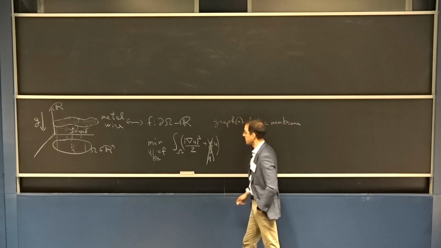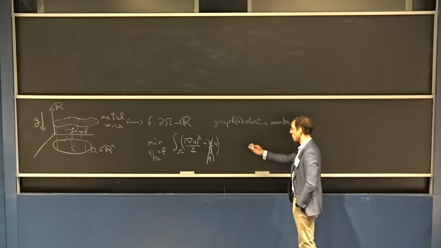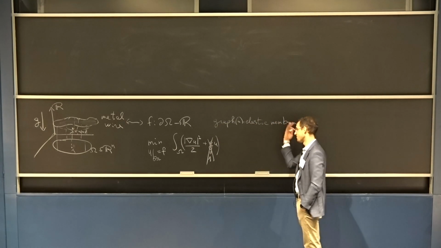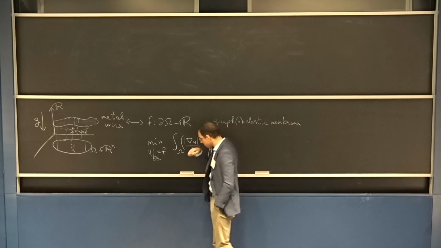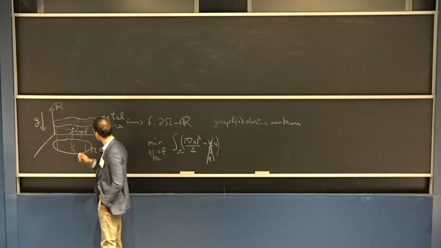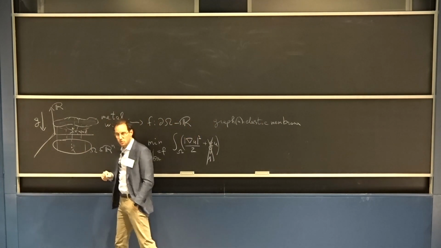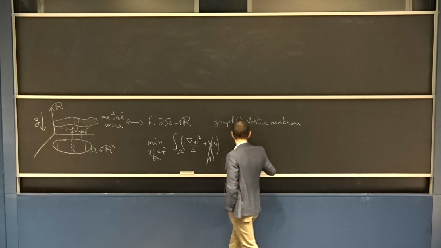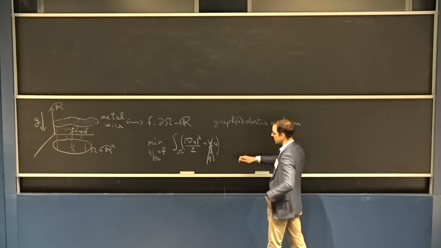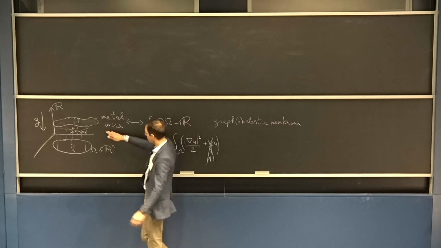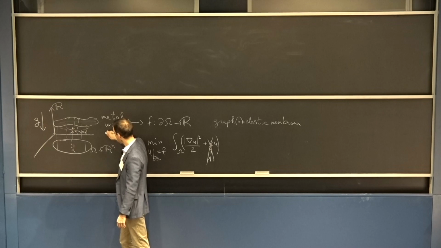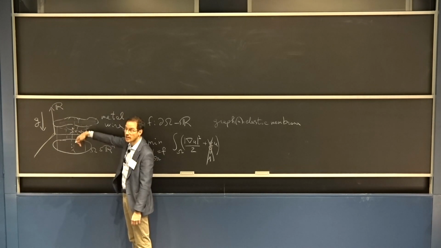I'm happy with that. But now I want to make it a bit more complicated. So this would be, again, too easy. How can I make it more interesting and complicated? I'm going to add an obstacle to the problem. So what does it mean? It means that I have some surface that lies here in the space, and that my membrane is not allowed to cross it.